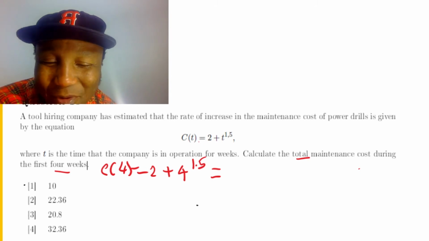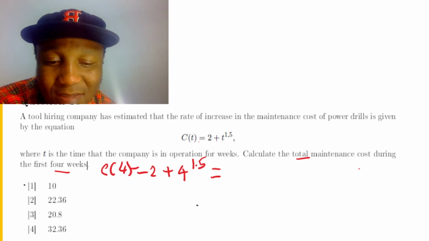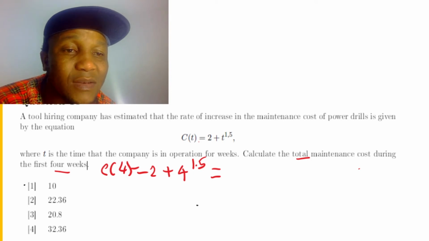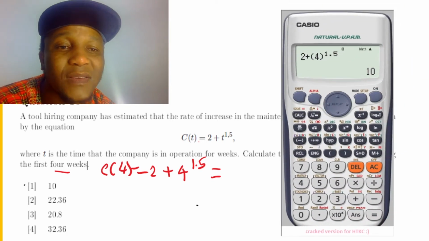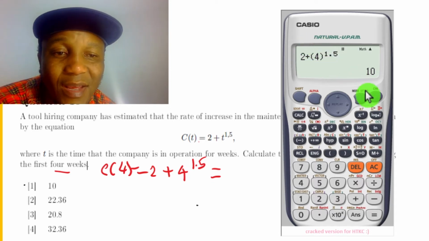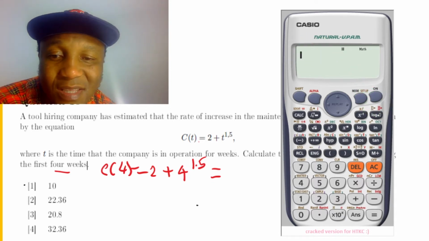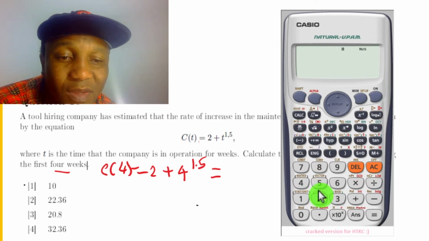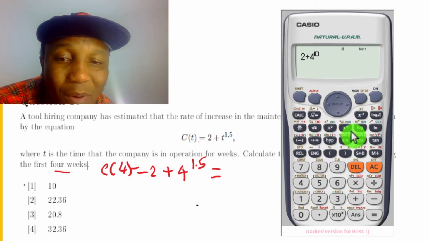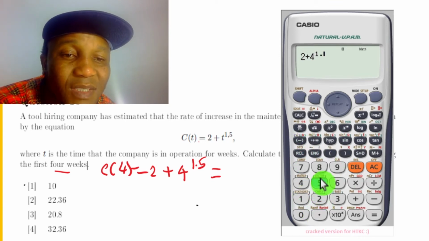Okay, so now we're going to come right here and plug into the calculator. We drag a calculator and clear everything, and then we start: 2 plus 4, and then we go power 1.5. And this is going to give us 10.